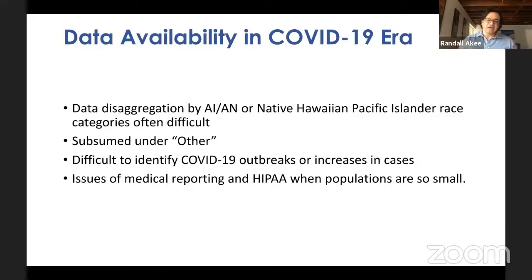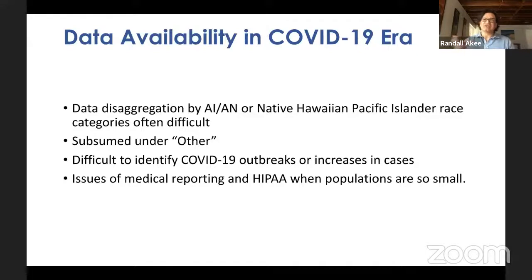And that creates difficulties in assessing, addressing, and creating interventions for outbreaks or public health issues, COVID-19 being the most salient right now. On the other hand, and this is also where data sovereignty comes into play, there are issues of medical reporting and HIPAA when populations are so small that there are just a few individuals under these categories in some counties, in some regions of the country.